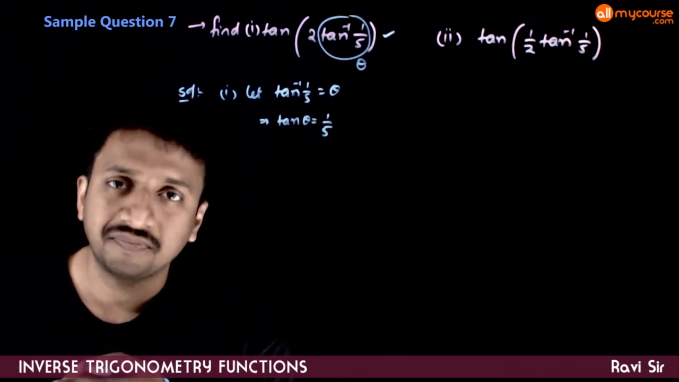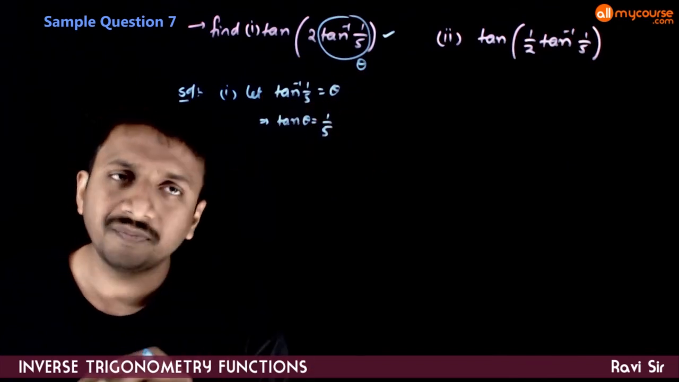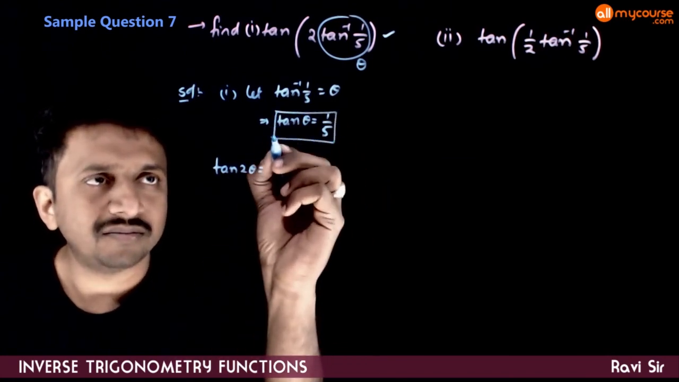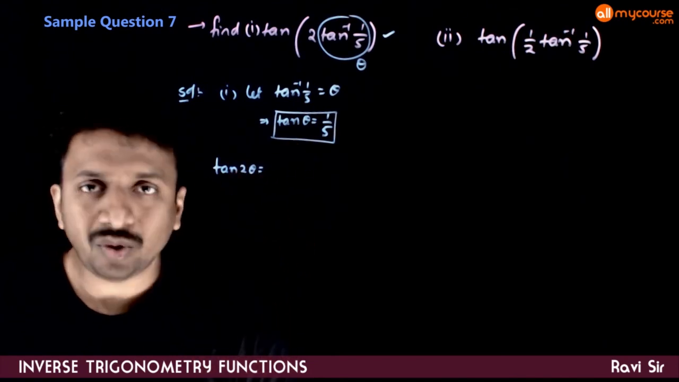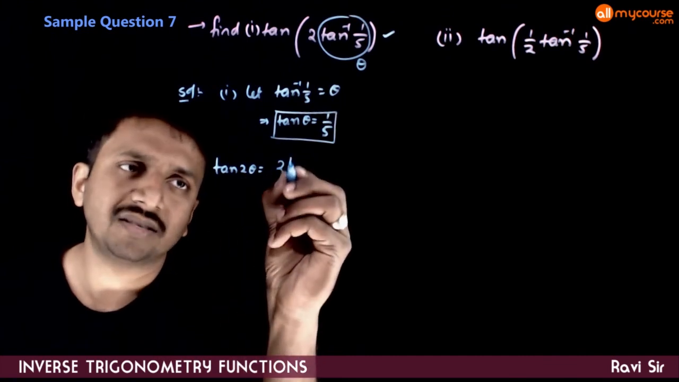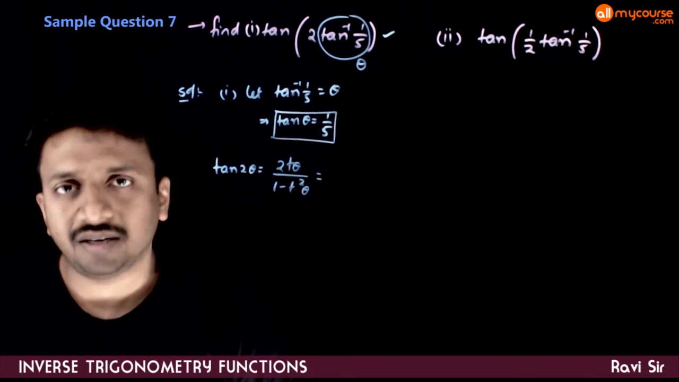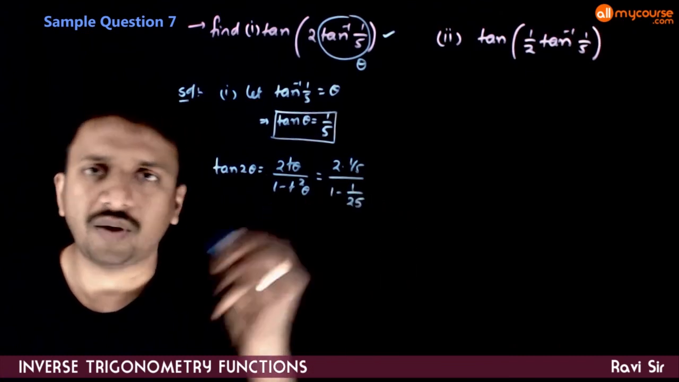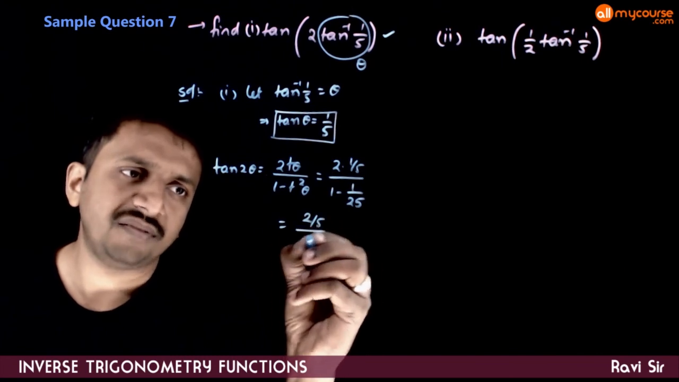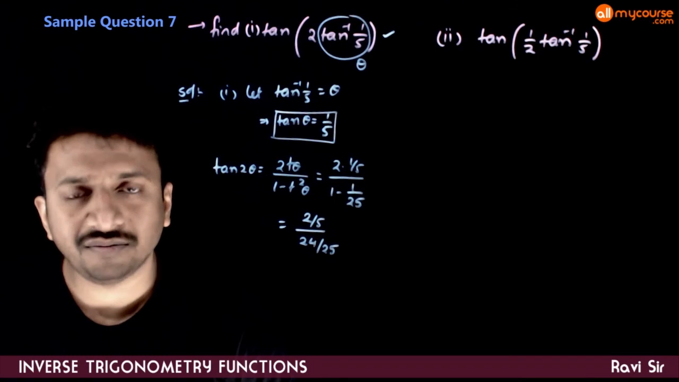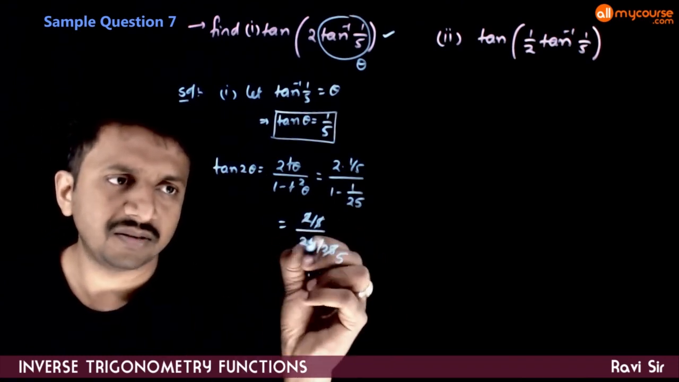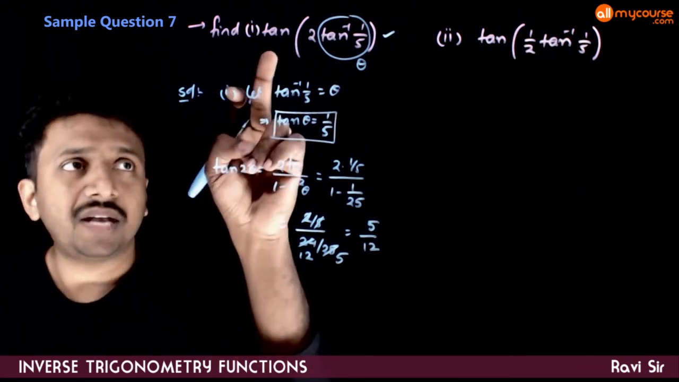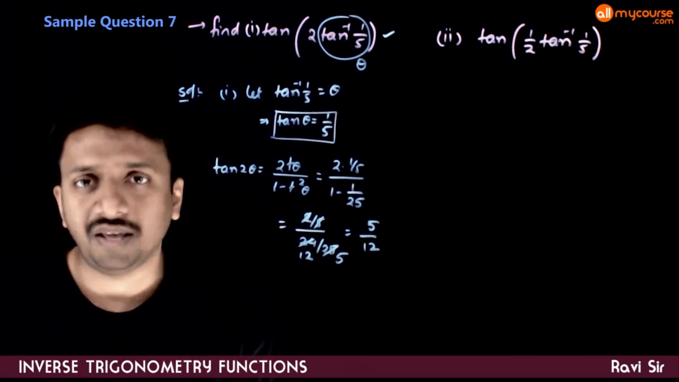Now, what is the question? You need to find tan of 2 times theta. So the question is to find tan 2 theta. And you know the value of tan theta. So using the value of tan theta, can you find tan 2 theta? Yeah, very simple. So tan 2 theta is 2 tan theta by 1 minus tan square theta. That is equal to 2 times 1 by 5 by 1 minus 1 by 25. That is equal to 2 by 5 divided by 24 by 25. So this gets cancelled 5 times, it's cancelled 12 times, so 5 goes up, so you get 5 by 12 as the answer. So tan of 2 tan inverse 1 by 5 will be equal to 5 by 12.